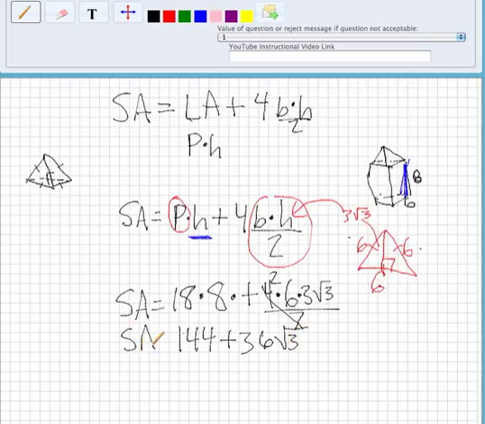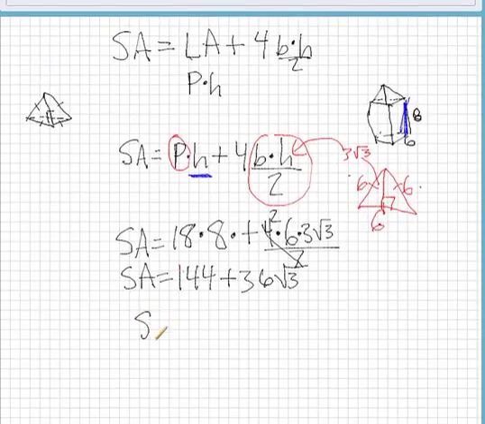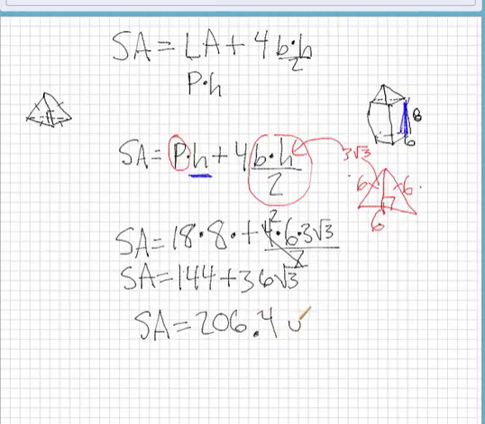And then we're going to plug that into our calculator and add it all up and get our final surface area. Our final surface area is going to equal 206.4. And that's in units squared again.